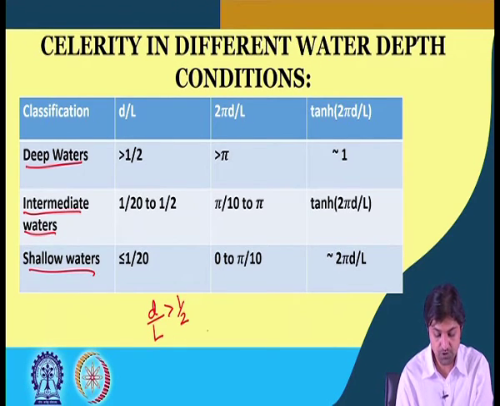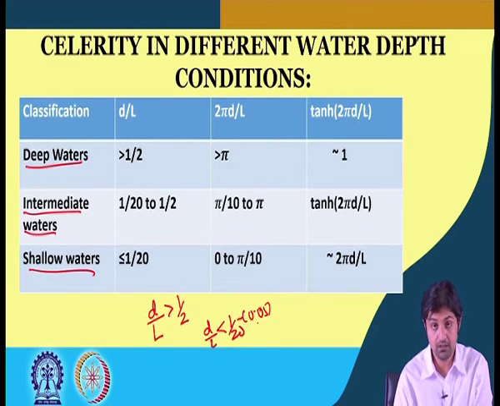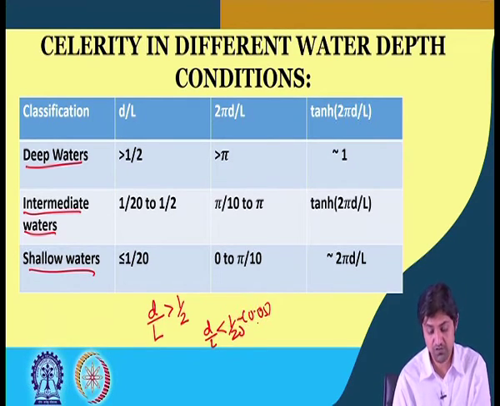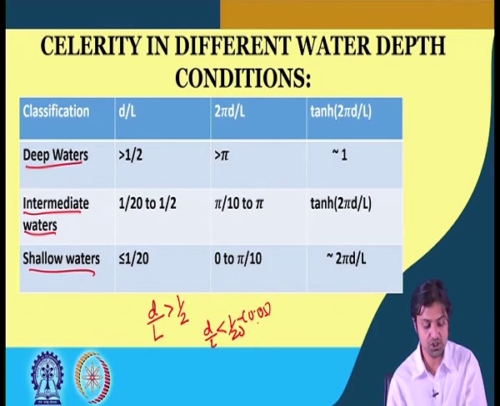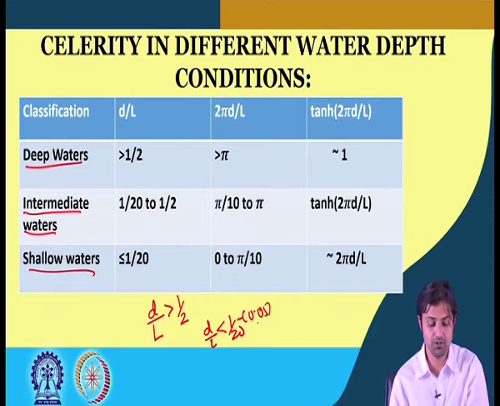If this ratio d by L, the depth of the water to the wavelength of the wave, is less than 1 by 20, or 0.05, that means we are in shallow waters. And the values in between 0.5 and 0.05, we call intermediate waters. That is how we have defined deep water, shallow water, and intermediate waters.